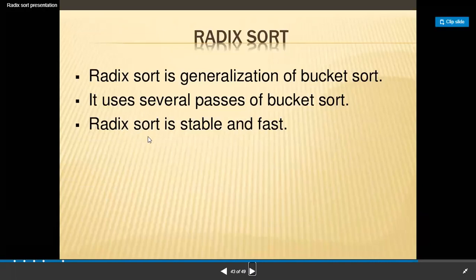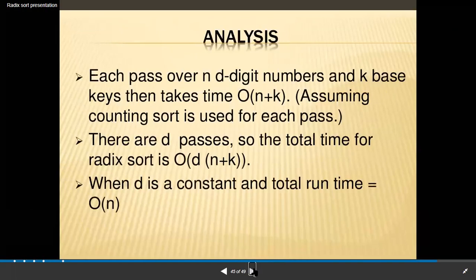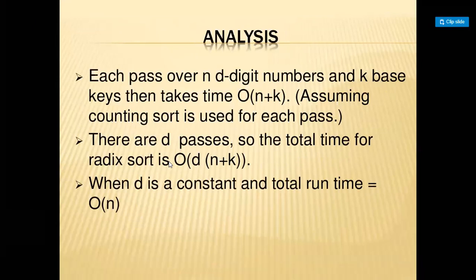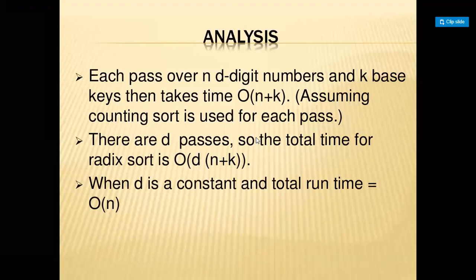So finally, Radix sort is stable, and Radix sort is fast. The algorithm is very simple. We first have to create an array of elements. We have to call the function repeatedly, depending on how many digits we have, and the function will return the sorted array. About the complexity, each pass depends on the number of digits that we have. If we are working with decimal numbers, what is the base for decimal numbers? 10, right? So we'll have 10 boxes or 10 buckets.